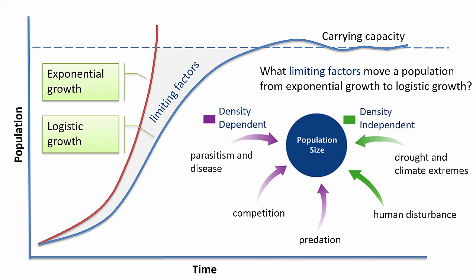The second one, of course, is related to that, and that's human disturbances. If a human comes in and deforests an entire area, it doesn't matter how many individual organisms live there, the population will be drastically affected, even if it's not densely populated.